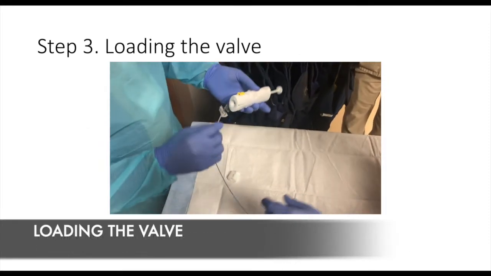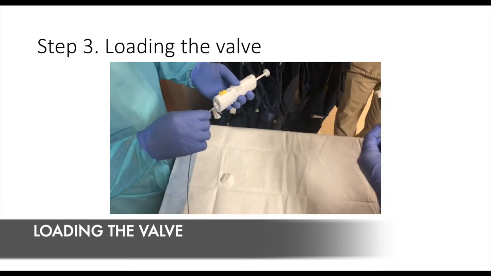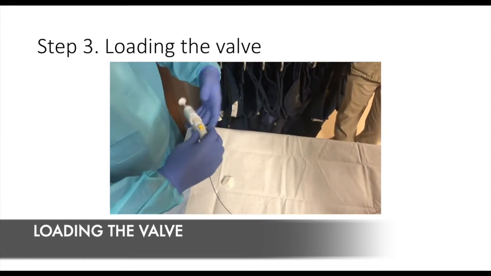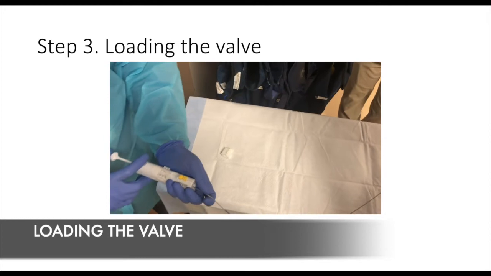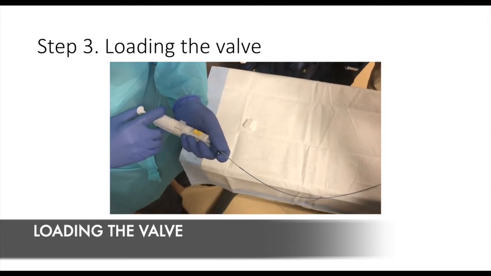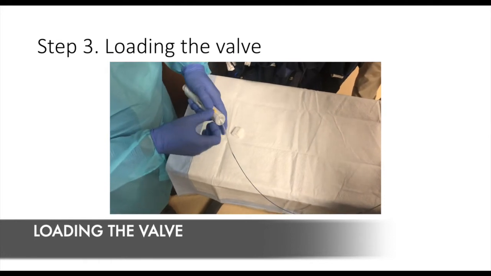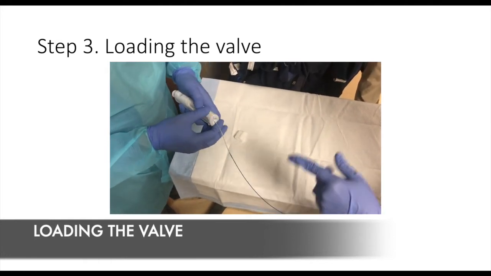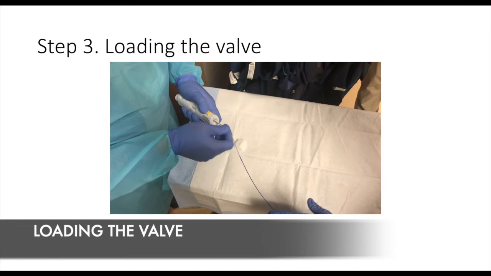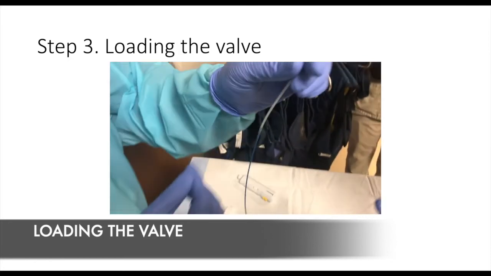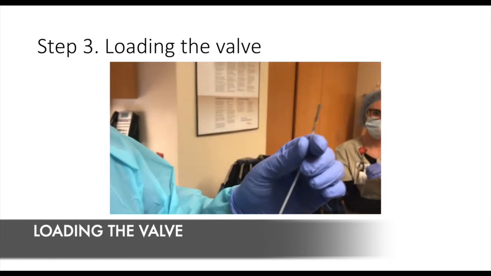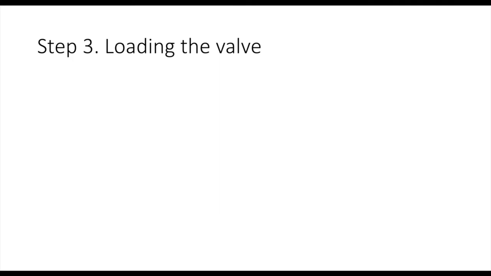After inserting the cartridge into the loader, the next step involves inserting the deployment catheter into the loader mechanism. As seen in the video above, the loader plunger is pressed to load the valve from the loader mechanism to the deployment catheter. Then after pressing the catheter release button, the deployment catheter, now loaded with the valve, is removed and is ready to use.